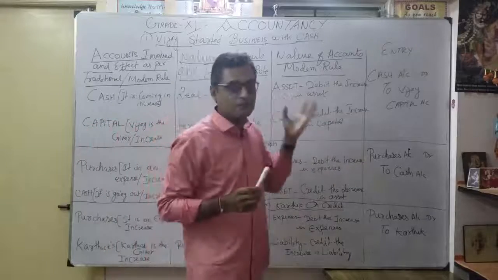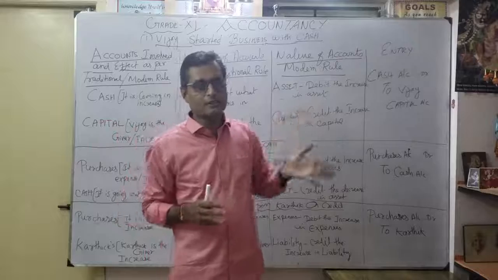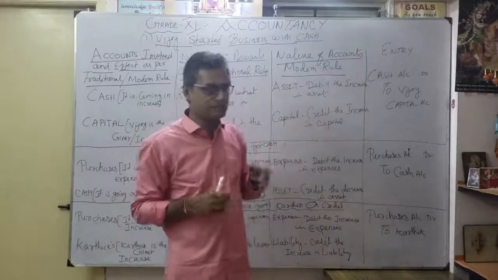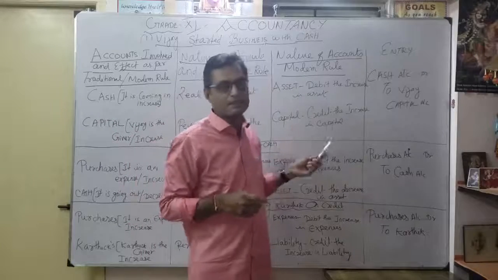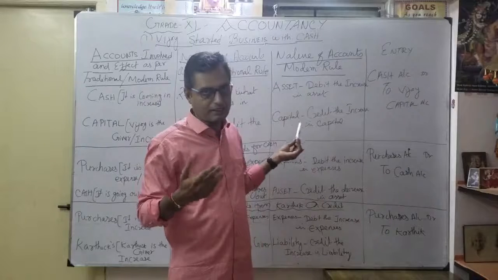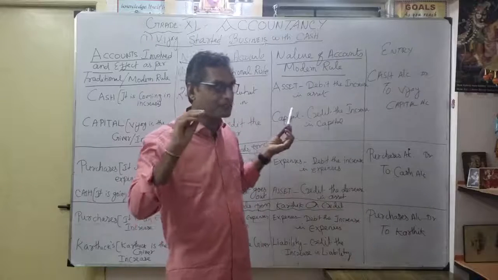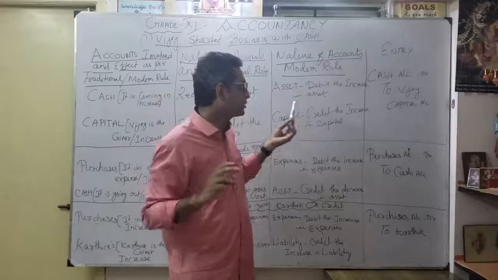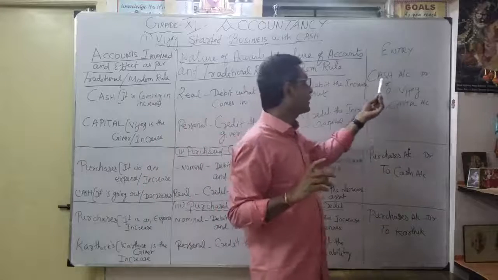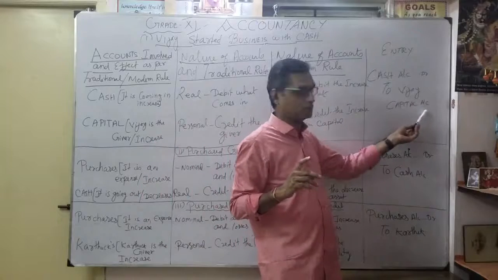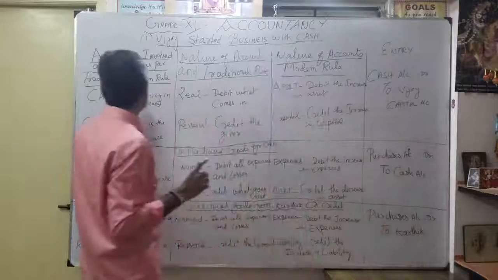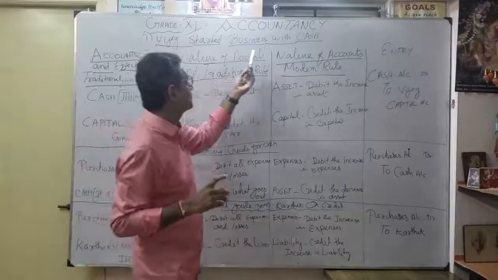As per the modern rule, for an asset, debit is increasing and credit is decreasing. Similarly, for capital, credit is increasing. These are part of the 5 elements under the modern rule. Now you know the entry: cash account debit to Vijay capital account. That is the first example, Vijay started business with cash.